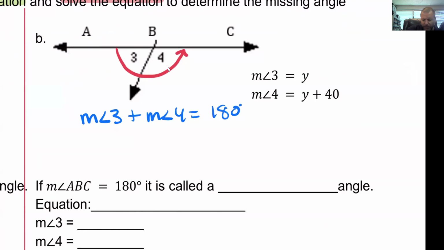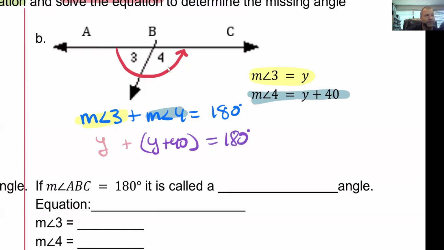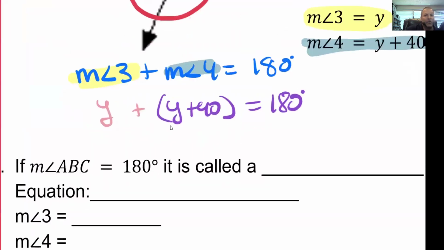Now, just like we did in the previous question, let's plug in what we know. The measure of angle 3, we're told, is equal to y. The measure of angle 4, we're told, is equal to y plus 40. So I have y plus y plus 40, and this should equal 180 degrees. Again, we can combine like terms. I have y and another y, so I have 2y. I have nothing that I can add on to this 40 on the left side. So 2y plus 40 is equal to 180 degrees.